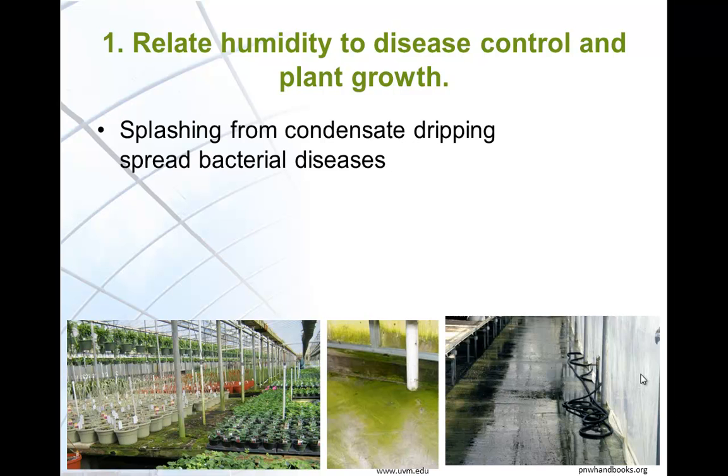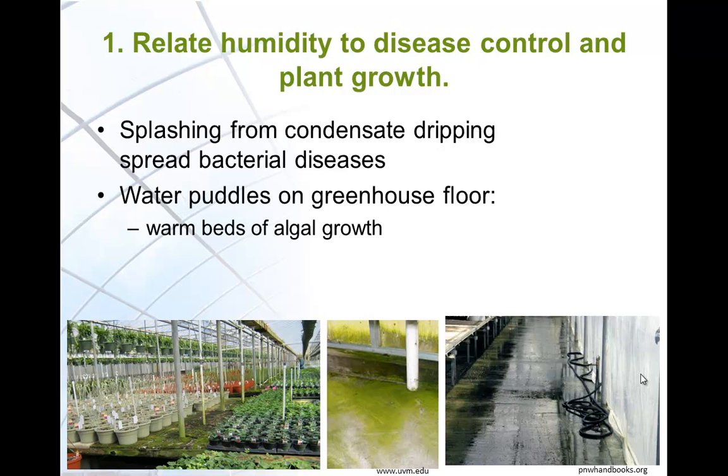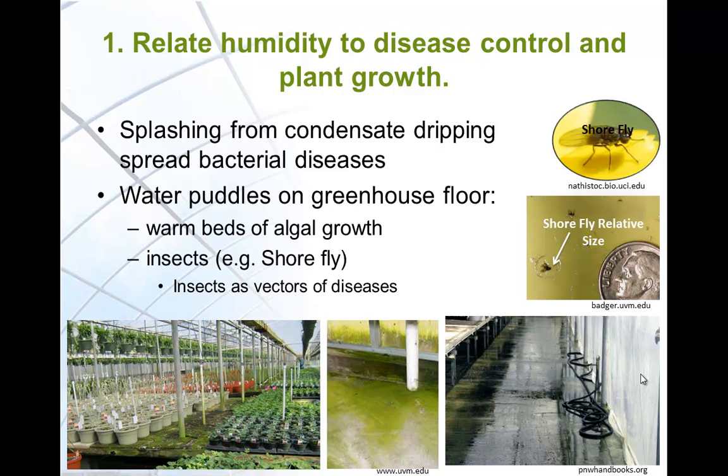Splashing from condensate dripping spreads bacterial diseases. Water puddles on greenhouse floors are warm beds of algal growth. Shore flies feed on algae, and shore flies are vectors of diseases, so a population of shore flies could help disease to spread, and that's undesirable for our greenhouse plant production.